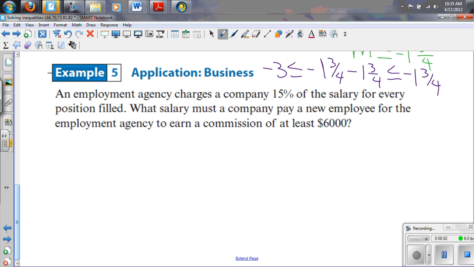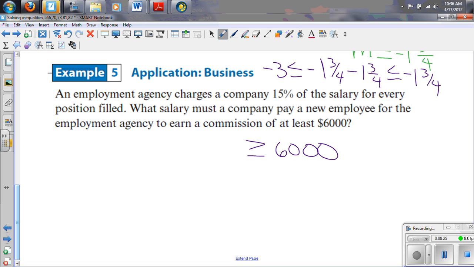Last one is an application problem with business. It says an employment agency charges a company 15% of the salary for every position filled. What salary must the company pay a new employee for their employment agency to earn a commission of at least $6,000? So of at least $6,000 means it's going to be greater than or equal to $6,000.